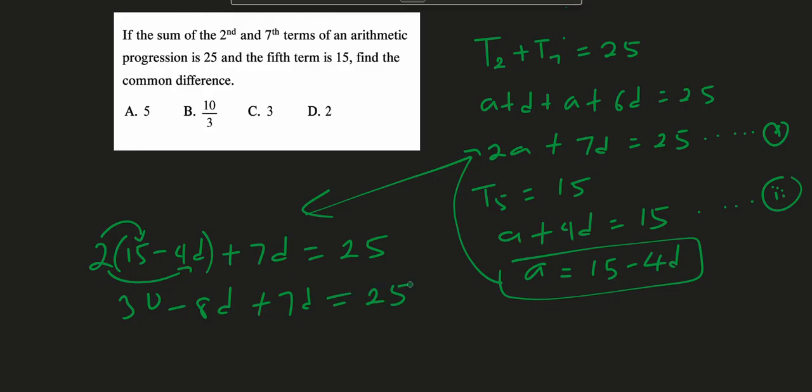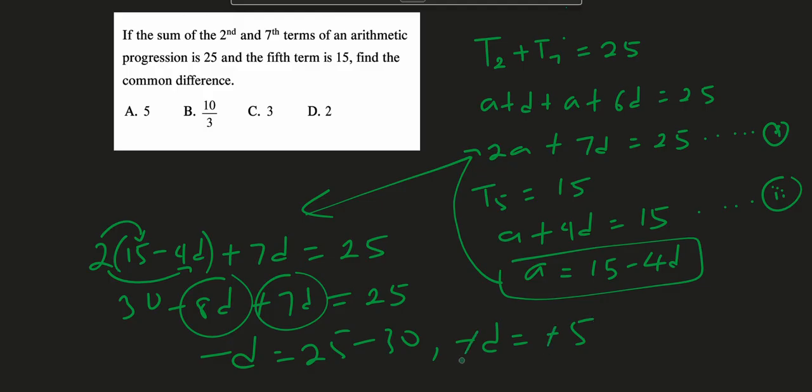All right, now I have to collect like terms. So minus 8d plus 7d is going to be minus d. If I take this here, I'm going to have 25 minus 30. So automatically, minus d equals minus 5. So this cancels that, therefore d is 5. So the correct answer is this, and d is 5.